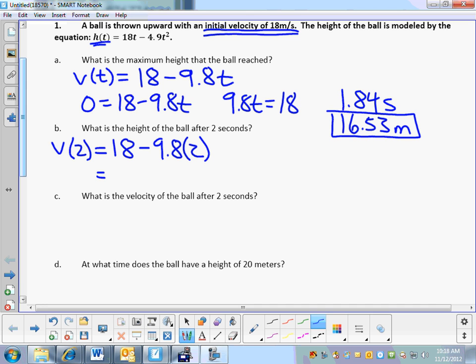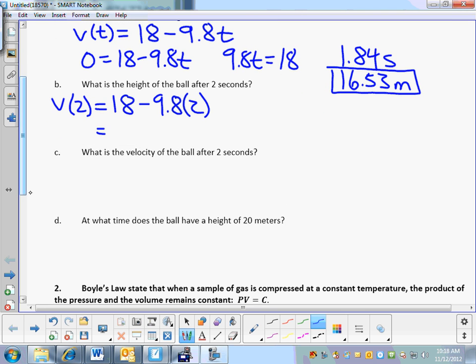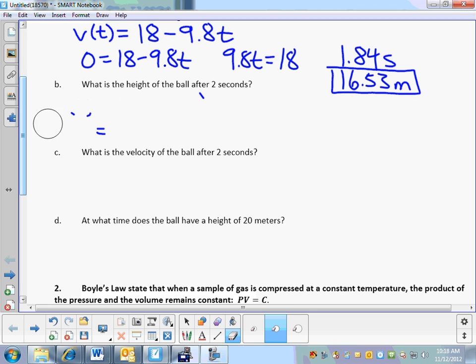Oh, I'm sorry. I read the wrong one. What I was reading was the velocity after 2 seconds. The question was the height after 2 seconds. Can we just finish this part right here then? Should we just switch them? Okay. And we'll just erase everything.